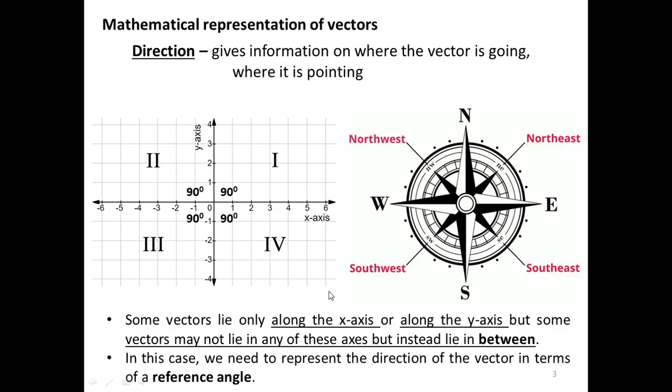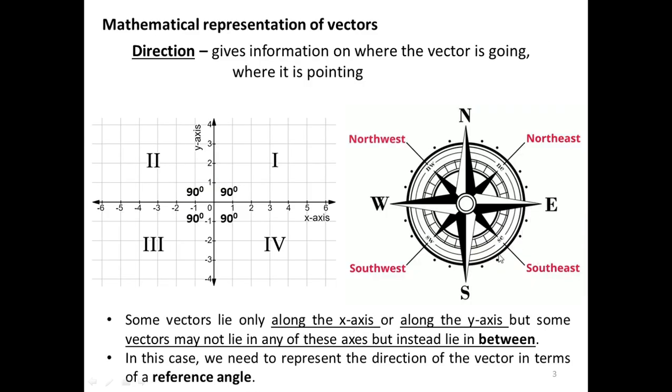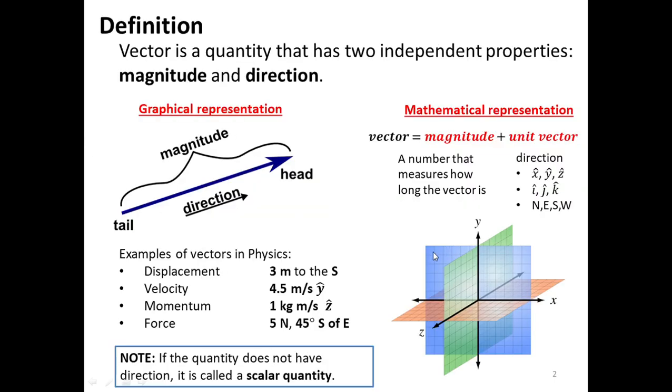So in those cases where your vector is lying in between axes, we need to represent the direction of that vector in terms of the reference angle, as highlighted here, just like what we do here. So in this case, instead of just saying south of east, we say 45 degrees south of east to specify what is really the direction of this vector, since it is lying between the south and the east. So it must be somewhere here, but we indicated its angle as 45 degrees south of east.